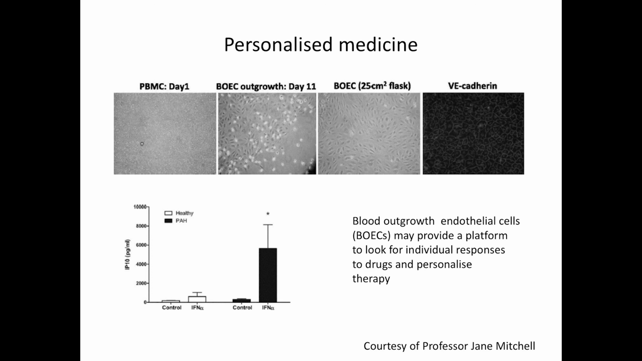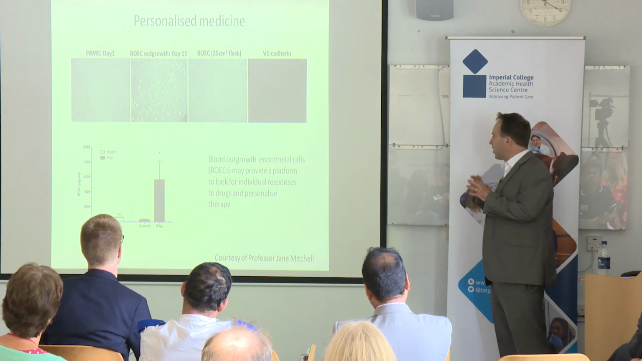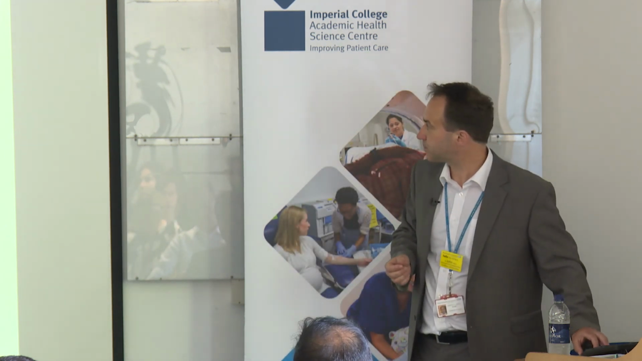And we know that does happen. That's important. If we take the cells from patients, for instance, who've had a transplant, they are representative. We're not quite sure where they come from, but they are representative. And there's some work going on here. This was from Jane Mitchell's group. I don't know if she's here, but anyway, this is from her group. And so these cells may provide a platform to look for individual responses to drugs and therefore personalise medicine.